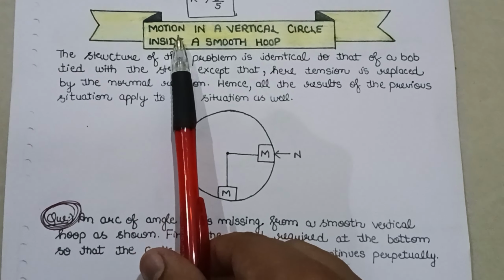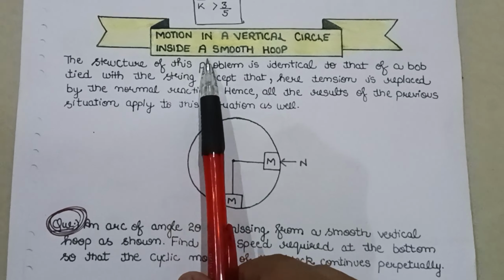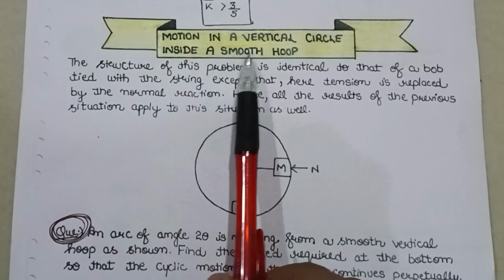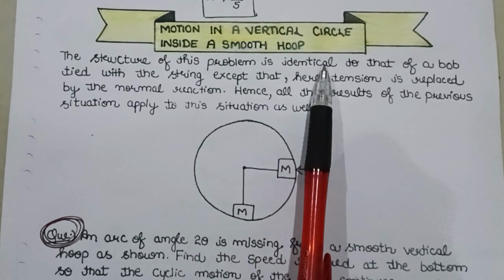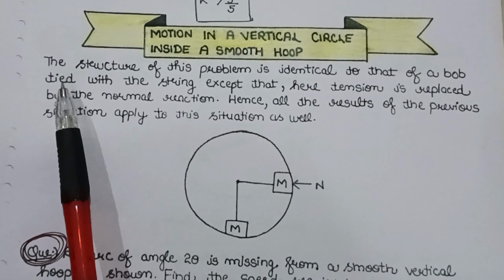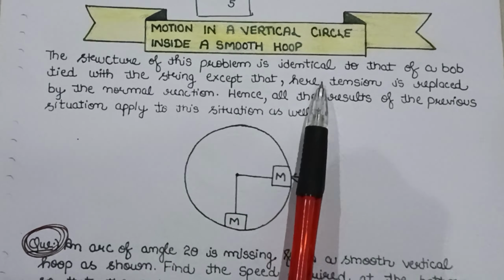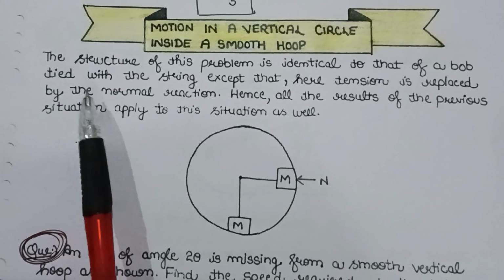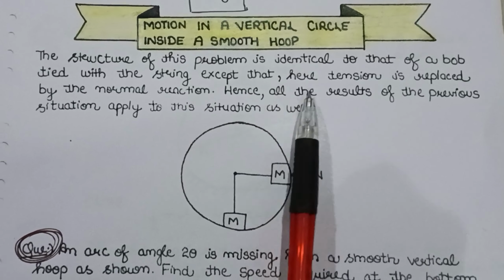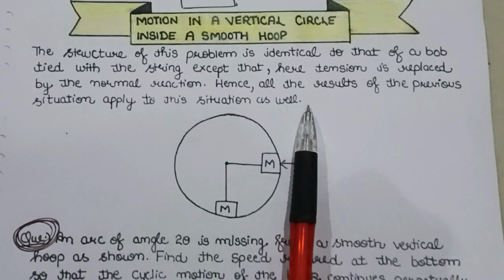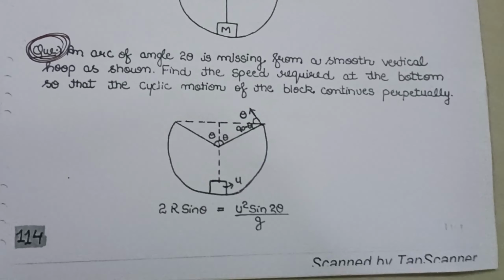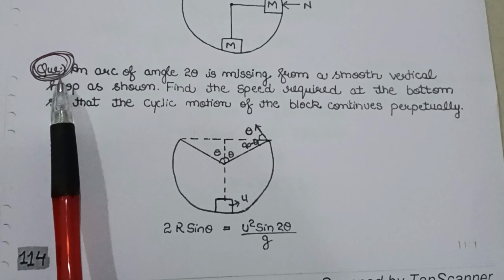Now let's learn about motion in a vertical circle inside a smooth hoop. The structure of this problem is identical to that of a bob tied with a string, except that here tension is replaced by the normal reaction. Hence all the results of the previous situation apply to this situation as well. Now let's move to a question.